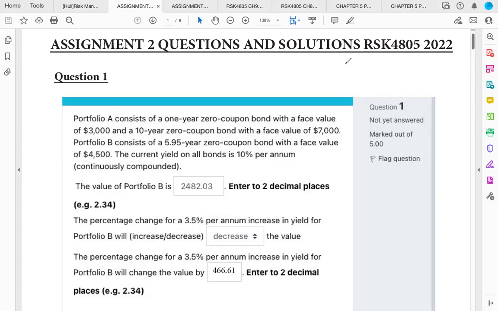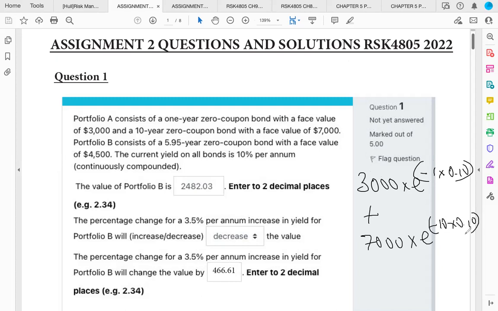Okay, the value of portfolio A is just 3,000 e to the power of minus 1 times 0.1. This is the value of the first bond in the portfolio. And then the value of the second bond is 7,000 e to the power of minus 10 times 0.10, right? So let me just do this on a calculator. I'll just do it now.